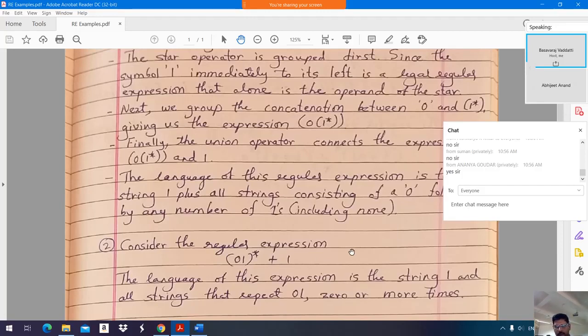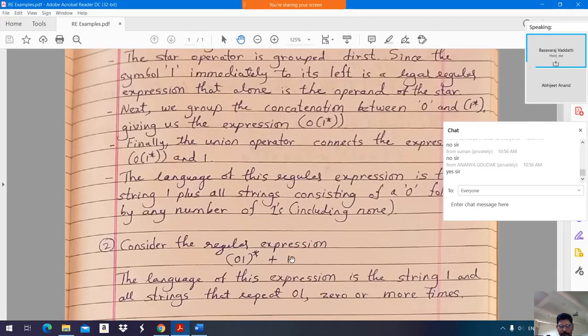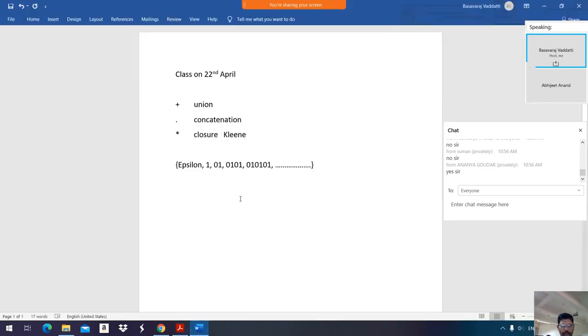Is it clear or any doubts? Is it fine? Why this language? What is the set of strings accepted by this language? That is epsilon, 1. Why 1? Because of this one. Then 0, 1 can appear any number of times: 1 time, 2 times, 3 times, like this.